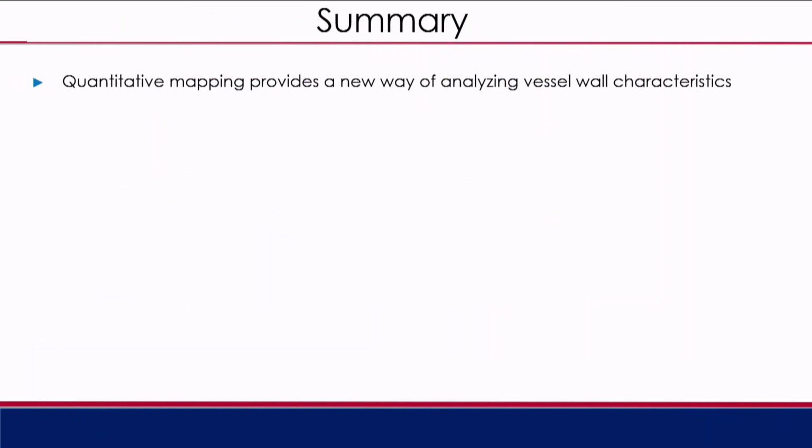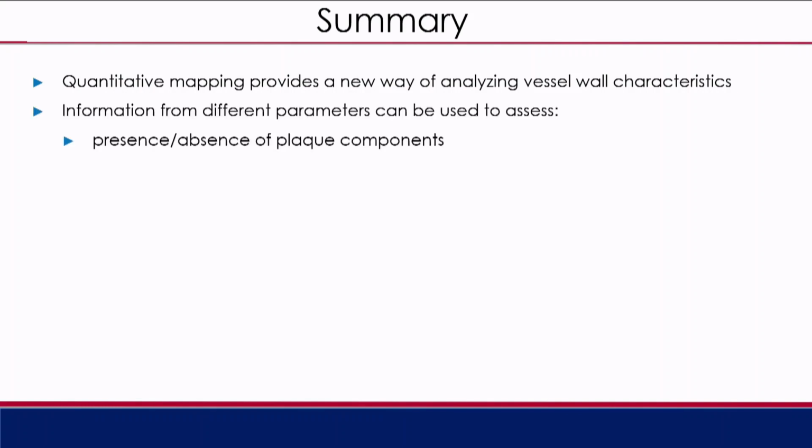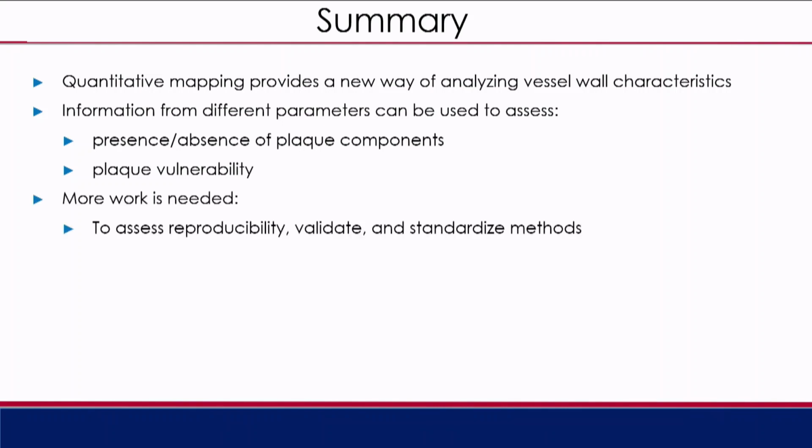So in summary, quantitative mapping provides really a new way of analyzing the vessel wall characteristics. The information that can be obtained from different parameters can be used to assess the presence or absence of plaque components, and more importantly, hopefully the plaque vulnerability. There's more work needed to assess reproducibility, to validate this against the more conventional methods and then against histology, and to standardize the methods such that everybody can use.